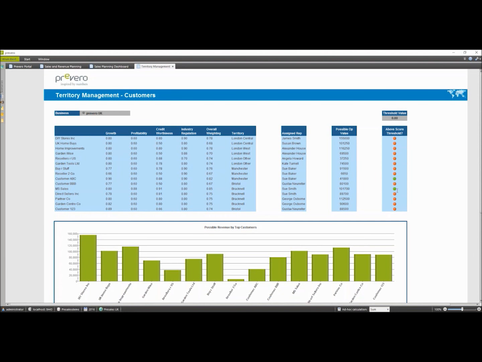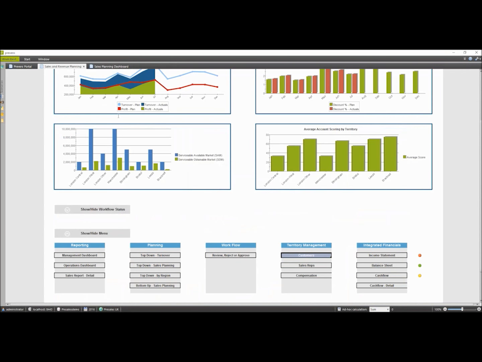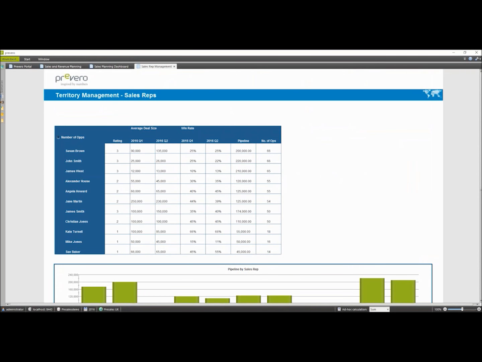And then just briefly, the sales rep management side is also very important. You want to make sure that you have the right salespeople in the right territories, so you can bring rating into your process. Here we can see the rating of our sales reps. We can see their average deal size, their win rates, their pipeline, number of opportunities, and then use this to decide. Obviously we don't want a team full of those only scoring 1, for example, because that team's not going to perform very well. So we can use this to make sure we're allocating the correct skills to the correct teams.